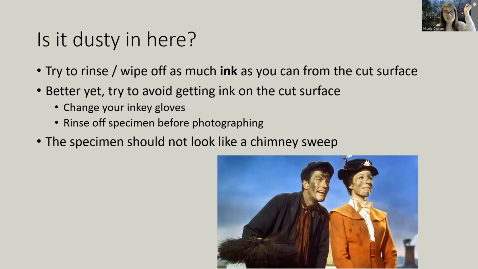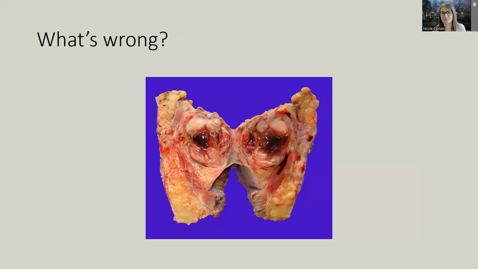If there is ink that gets on the cut surface, again, I'll say, rinse it off, wipe it off, take a paper towel and wipe it with water. It's fine. You're not going to ruin the specimen by wiping that surface with water or even with formalin if you want to use something to wipe that black off. So change out your inky gloves, rinse, vinegar, whatever. We don't want it to look chimney sweepy.